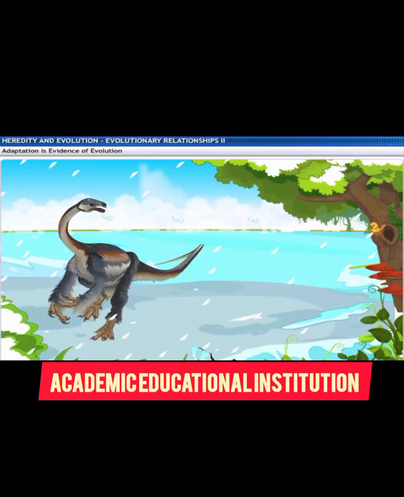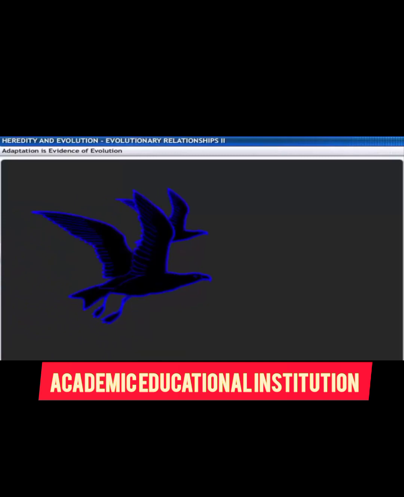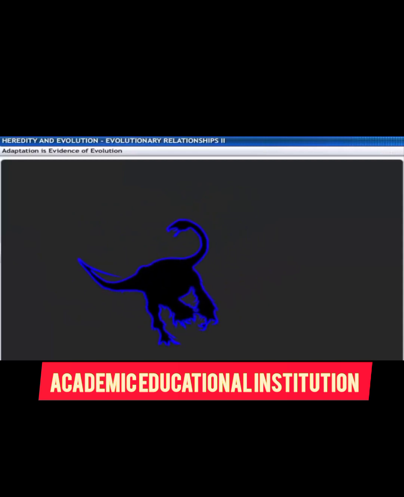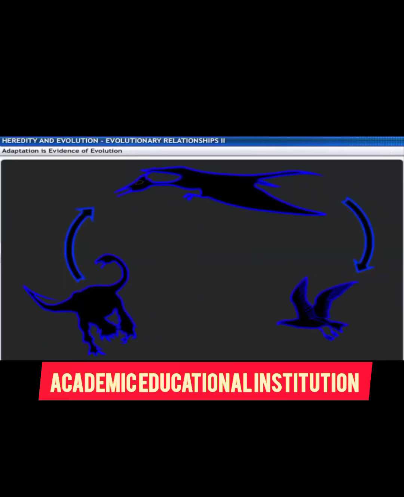For example, long feathers were considered to provide insulation in cold weather. Some reptiles like dinosaurs had feathers, but very few were adapted for flying. In the present day, birds use feathers for flight, which is an example of adaptation. This means birds are closely related to reptiles. Thus, we can say that adaptation is an evidence of evolution.